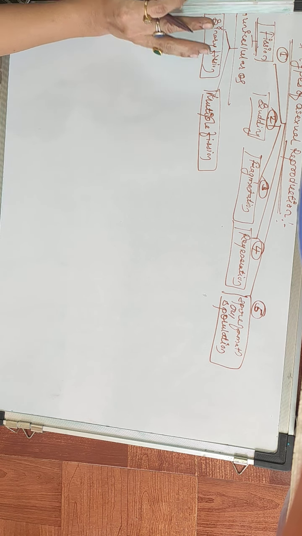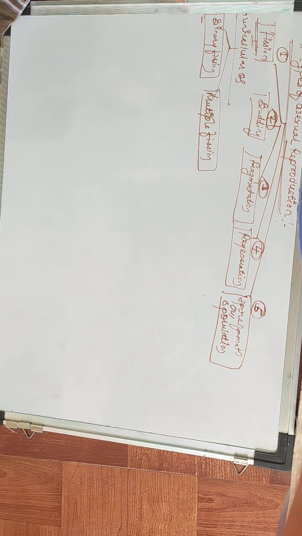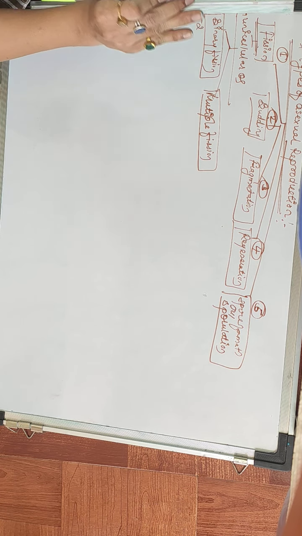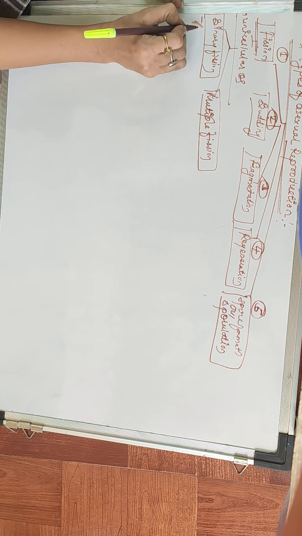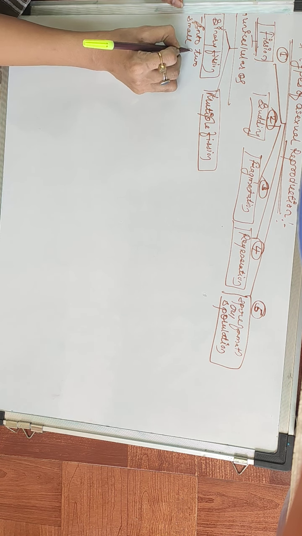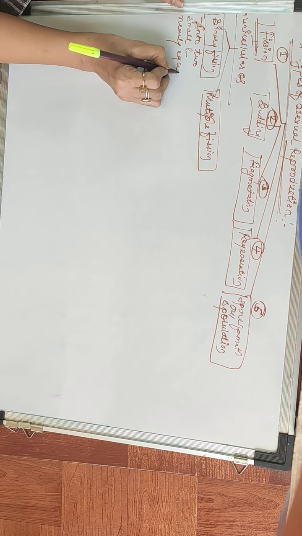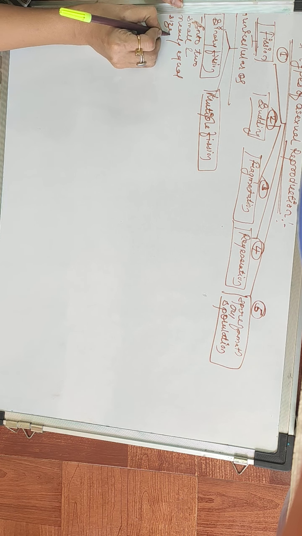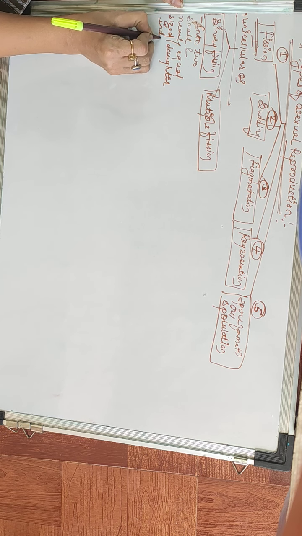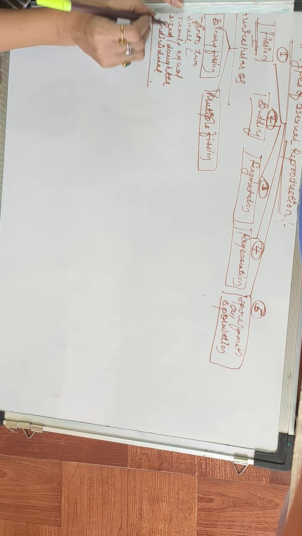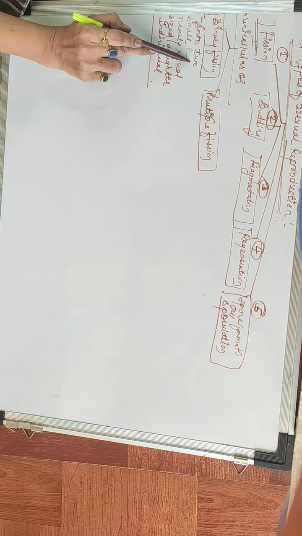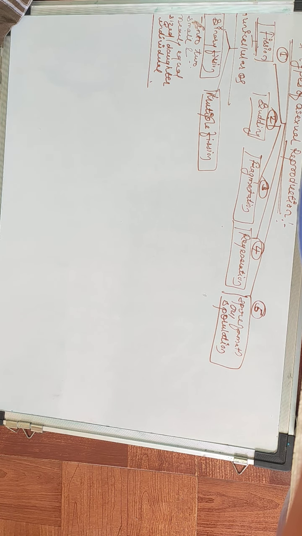So what do you mean by binary fission? It is the division of the parent's body into two small and nearly equal sized daughter individuals. The parent's body divided into two small, nearly equal sized daughter individuals, this is known as binary fission.